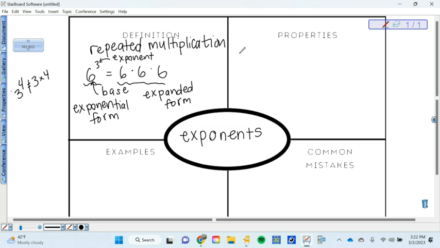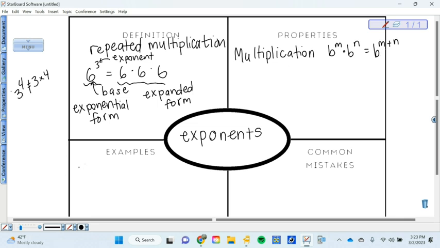So we talked about 3 properties on Tuesday. We talked about multiplication. That was one of them. Multiplication. And what do we do when we're multiplying with exponents? If I have the same base, what can I do? You add the exponents together, so that becomes b to the m plus n, right? B, the base, stays the same.